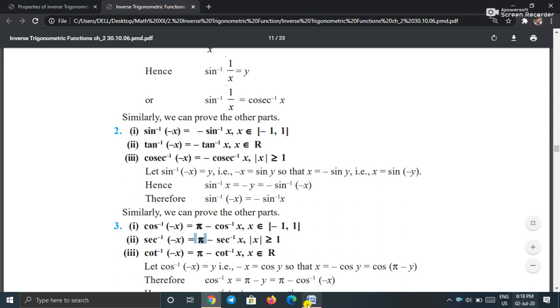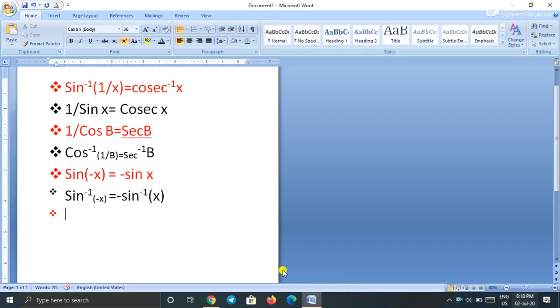Okay, so see the reason. You have studied cos of pi minus x is equal to minus cos of x, right? So this is the reason because of which the extra term pi occurs in the formula of inverse trigonometric function.